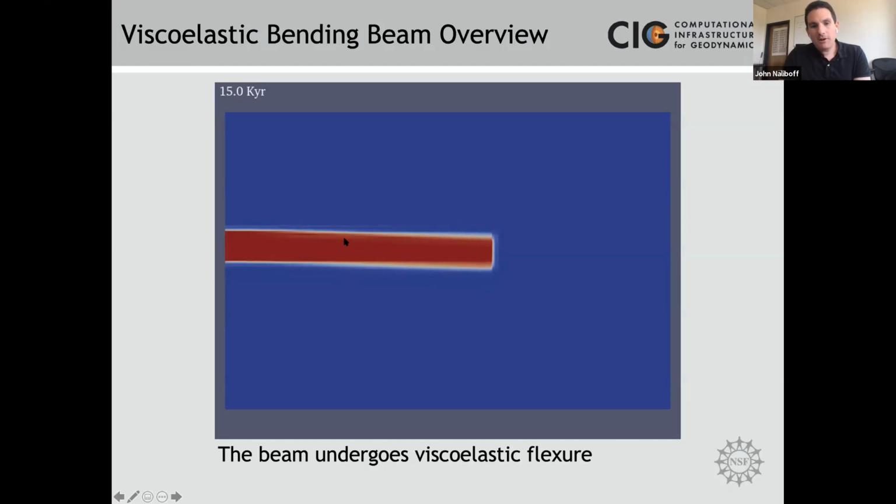And so what you can see happening over time is the beam is bending, and the flexural profile is a reflection of its bulk viscosity and the shear modulus. But you also see, whenever you are advecting compositional fields, you do see some diffusion. And so you can see at the edges, there's starting to be some diffusion around here. It's not an exact line.